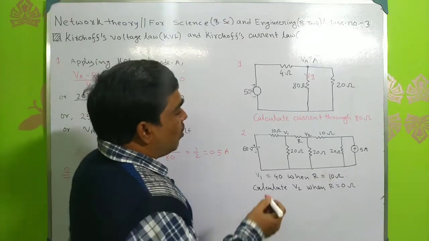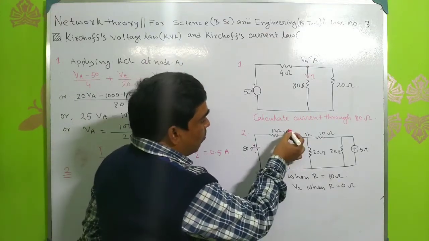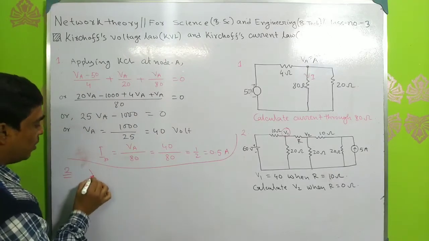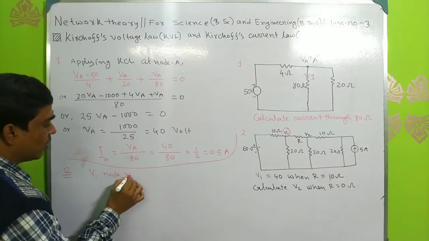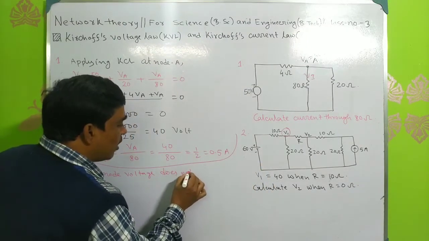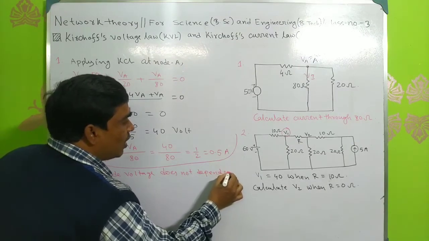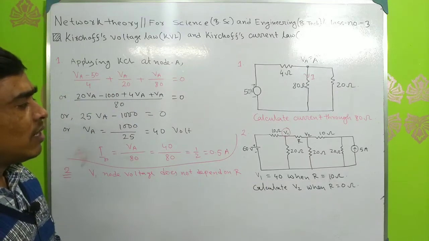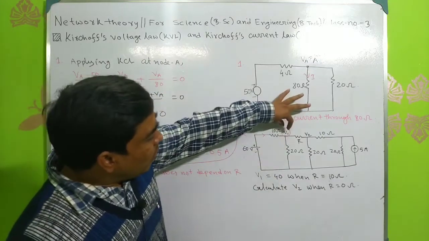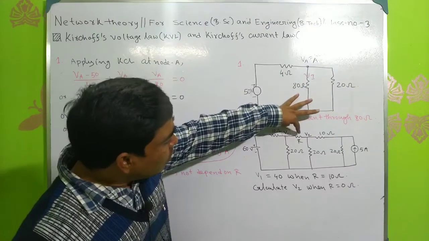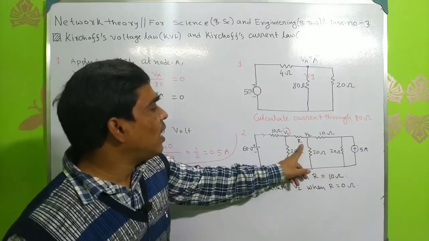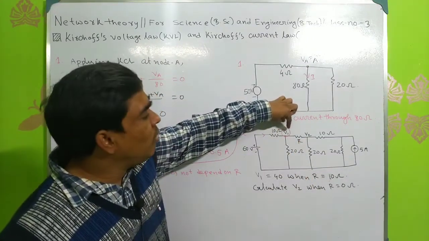If you carefully notice this circuit, the V1 node voltage does not depend on the value of R, because of the current through this junction in this way, so the node voltage V1 does not depend upon this value of R. So whatever the value of R, the node voltage V1 will remain the same.